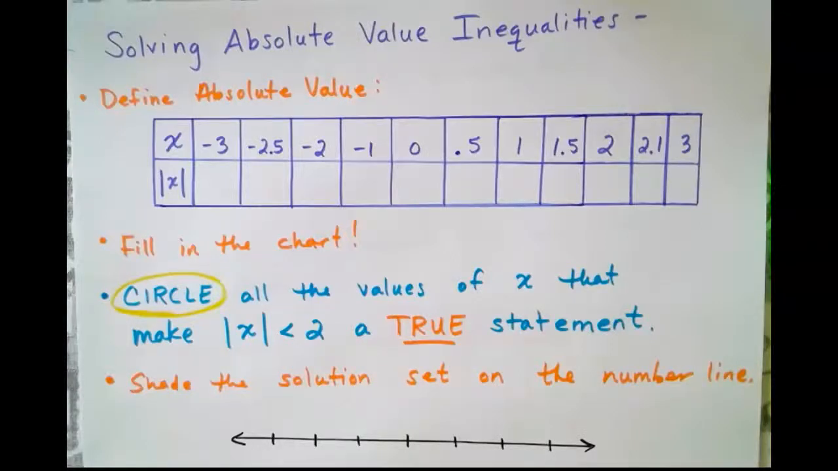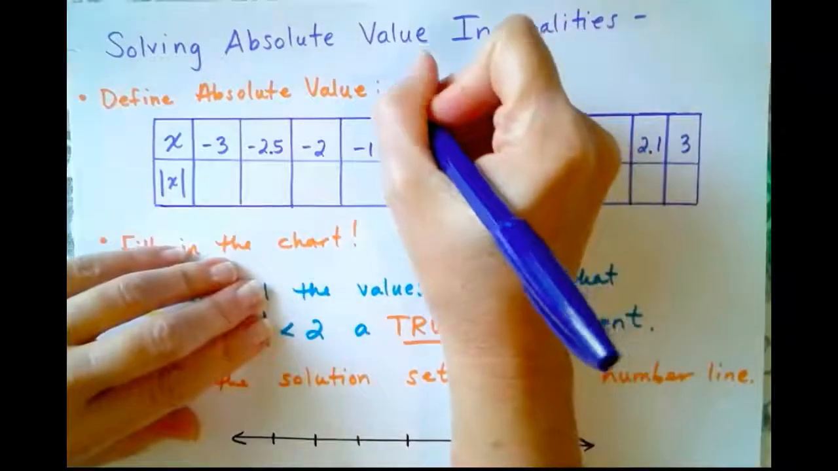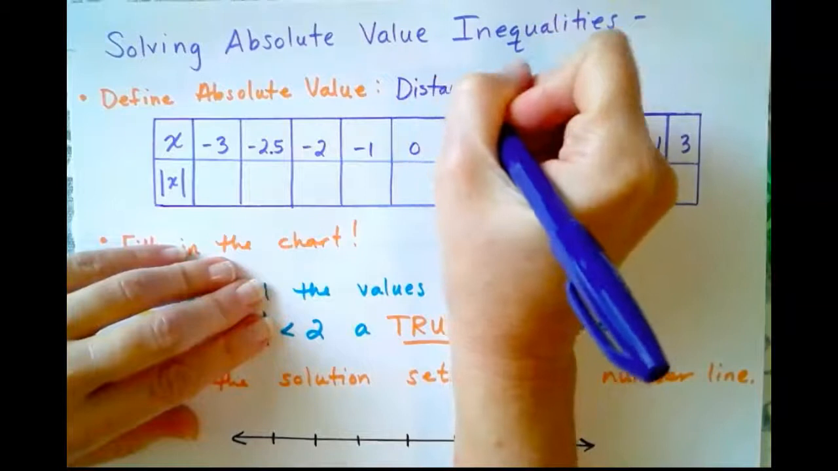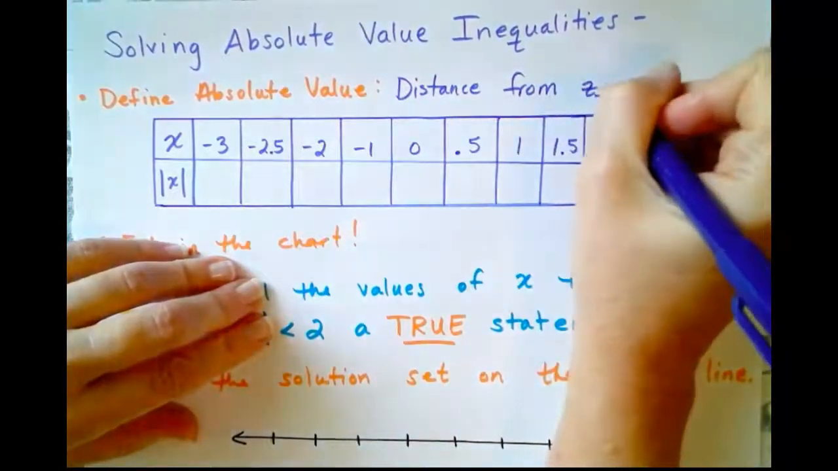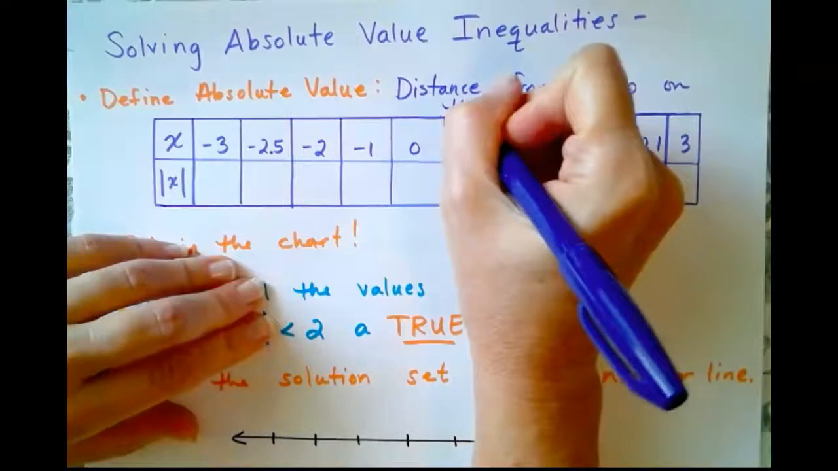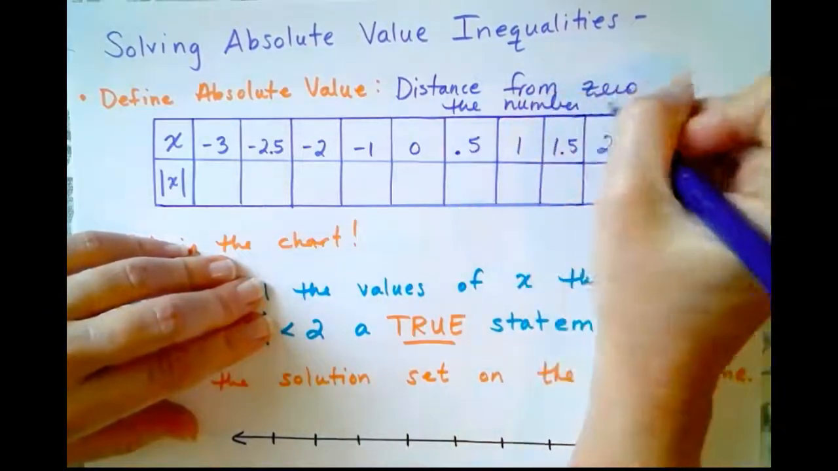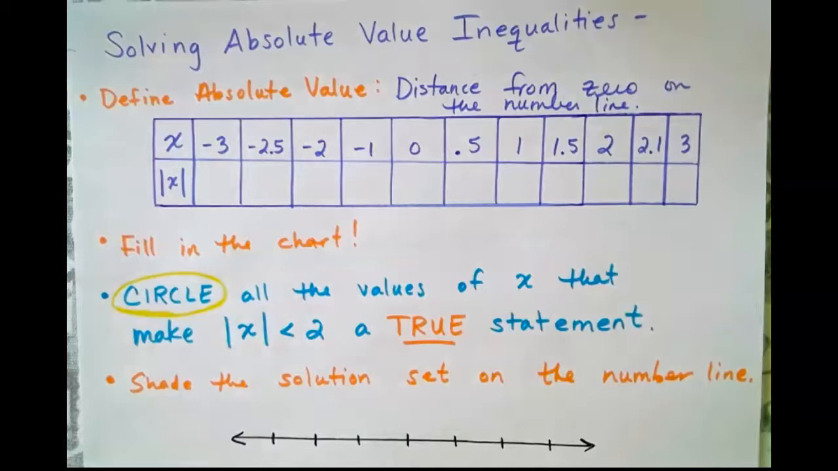Today we're going to be solving absolute value inequalities, and we're going to start by just reviewing again what's the definition of absolute value. So the easiest way to think about absolute value is just to think about distance from zero on the number line. If that's our working definition of absolute value, that is a good way to visually understand what absolute value is all about.